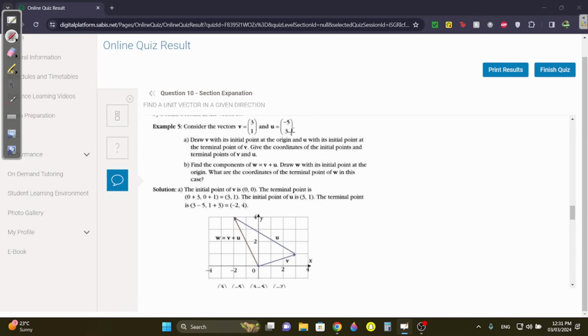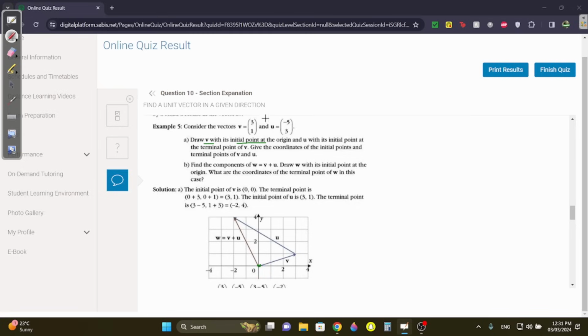It's 3, 1, and minus 5, 3. Draw v with its initial point at the origin and u with its initial point at the terminal point of v. Give the coordinates of the initial points and terminal points of v. Okay, first we want to draw v with its initial point at the origin. The origin means 0, 0. So start here at the origin.